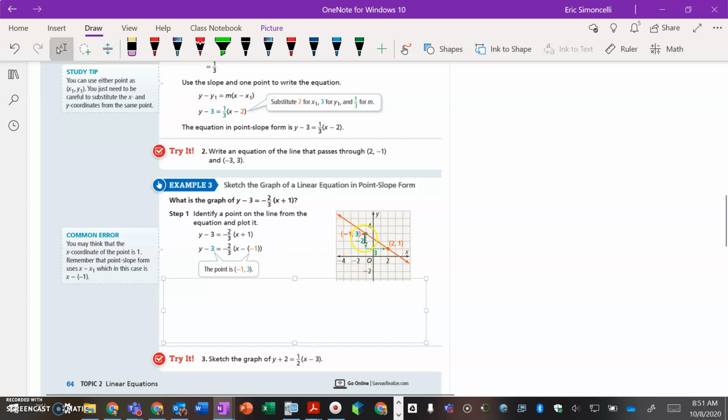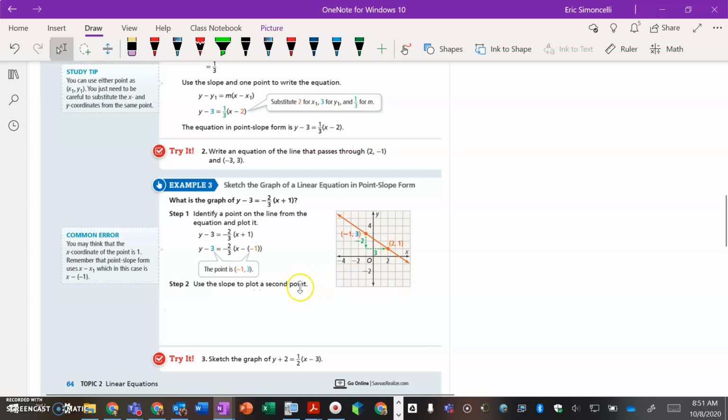So when you plot negative 1 comma 3, they've already denoted with these green arrows down 2 and right 3. Down 2, right 3 is of course going to land at 2 comma 1. If you see that and make a note of it, you'll understand how it nicely ties into what we've been doing.